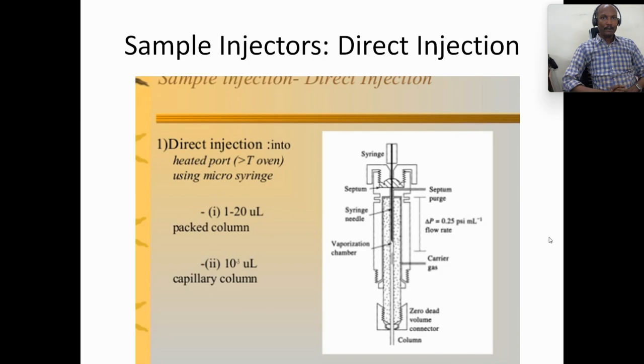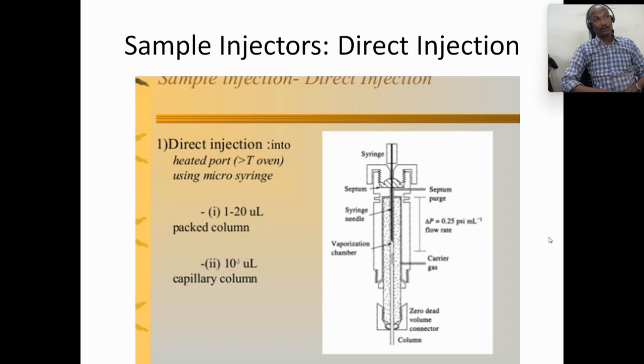Next, sample injectors. You can inject the sample by using these sample injectors. There are different types of sample injectors available in the market. The first one is direct injection. Direct injection means the sample is directly injected into the heated port. The sample injection can be carried out by using a micro syringe.